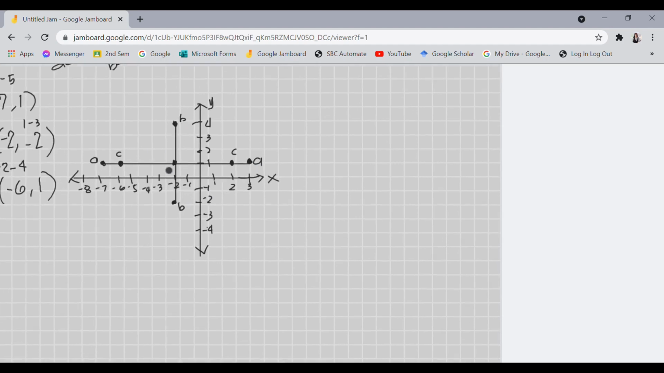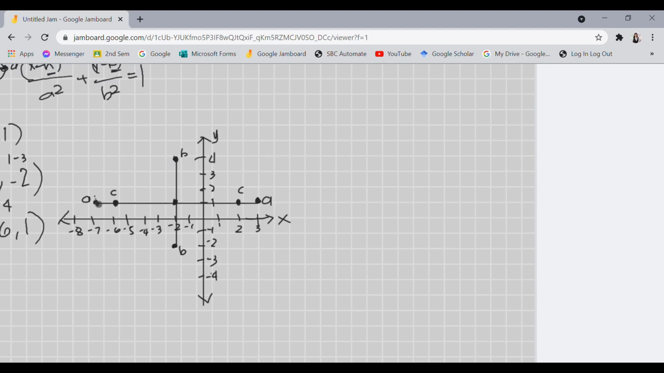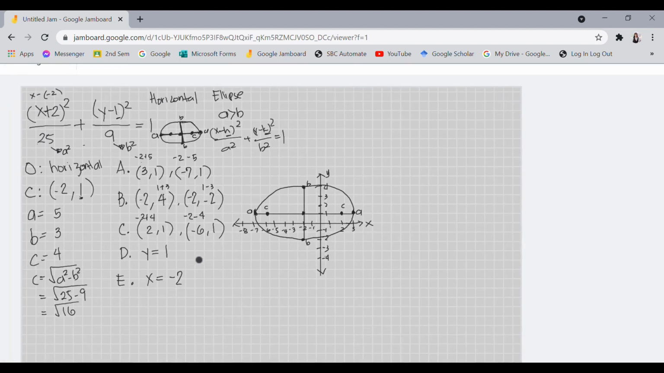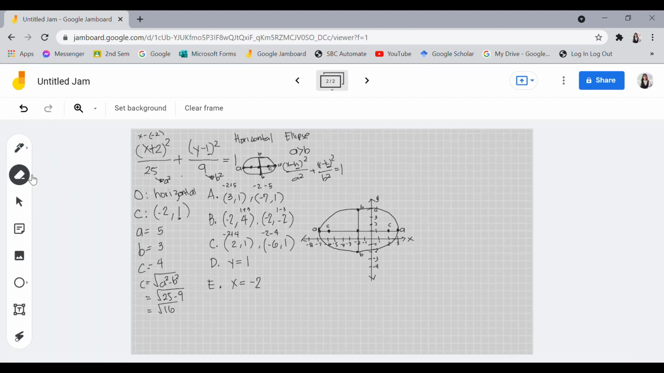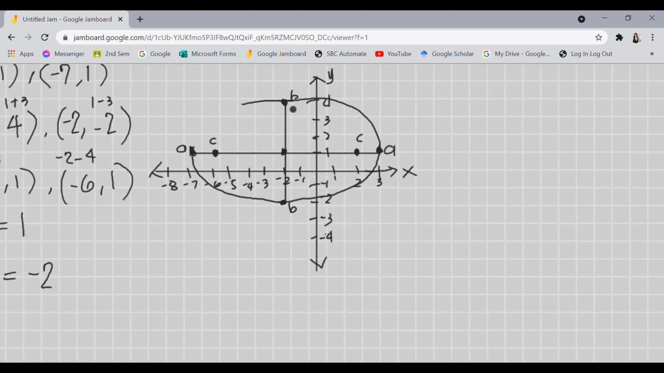Okay, so probably our ellipse looks like this. Horizontal ellipse, center at negative 2, 1. Okay. Pagdugsungin lang natin yung mga points. Okay. So, ulitin natin yung left side. Your ellipse probably looks like this. Probably. Or probably better than this one.